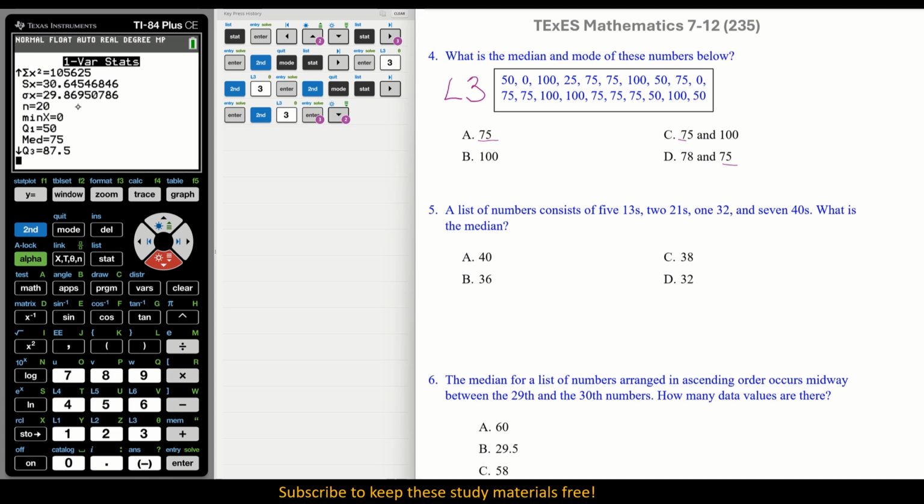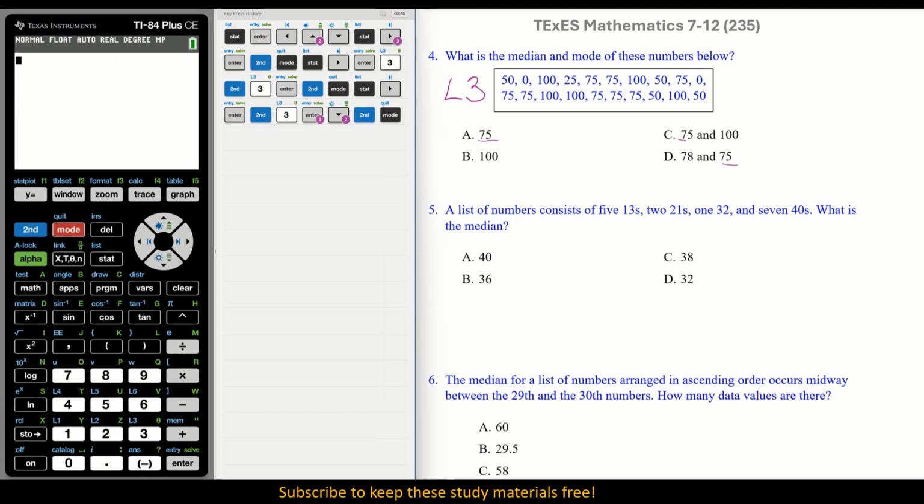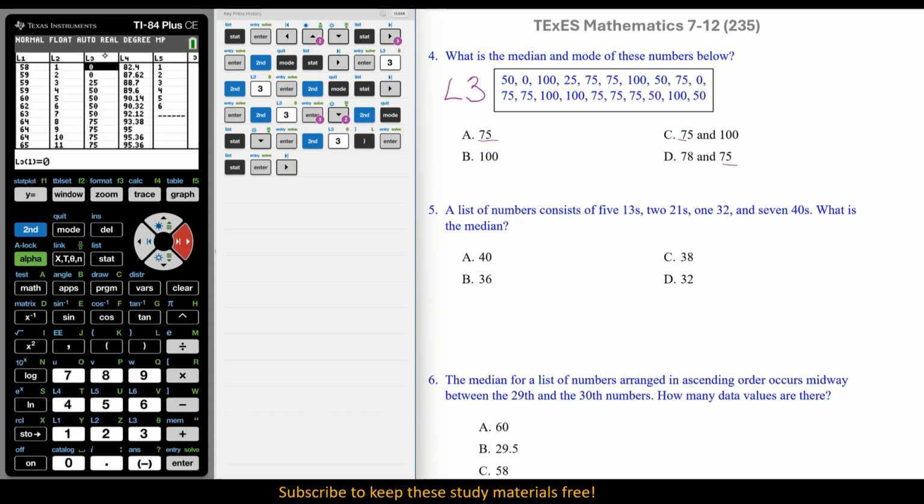Mode, as you know, is not in our one var stat. So we go to stat again, and then we're going to go to number 2. You can arrow down or push number 2, doesn't matter. And we need L3, so second 3, close parentheses, enter. It says it's done. Go back to our stat, our list. It's all in order for us. It's been arranged. So we need to see who the mode is by seeing who has the most.